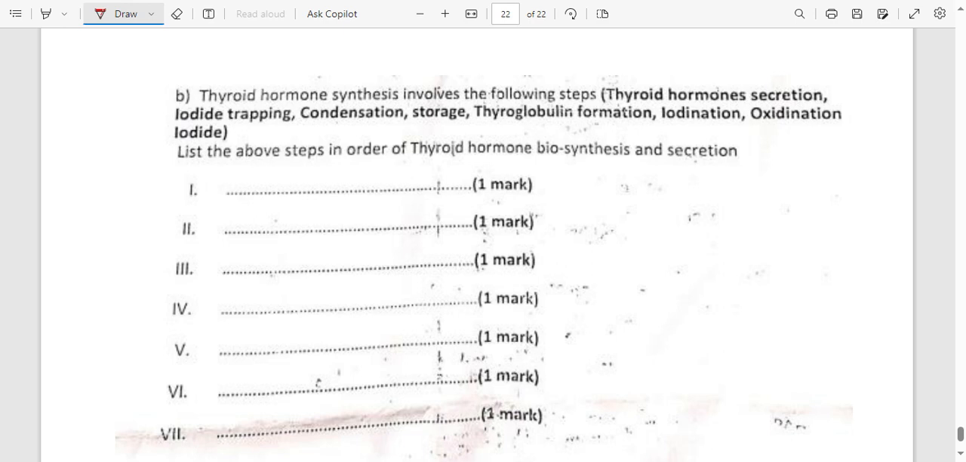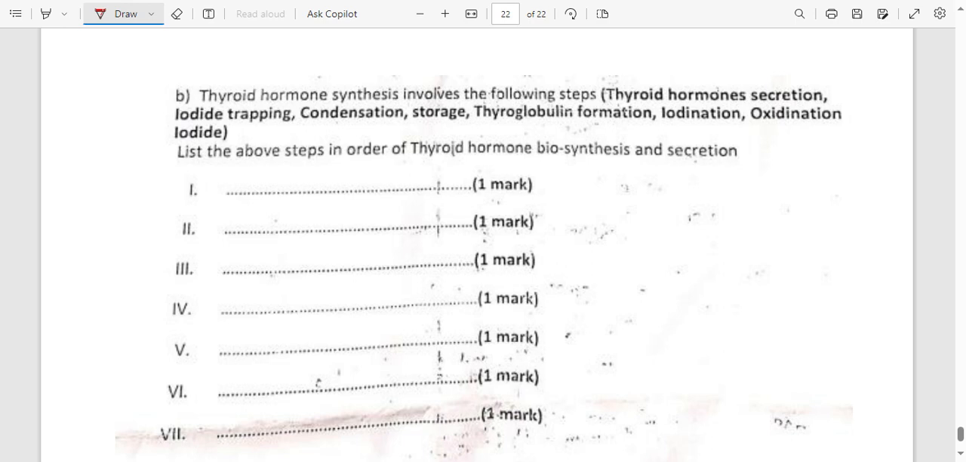Now, first thing first, you are going to first form iodine. So the first step will be formation of iodine. Okay, so which one is that? Thyroid hormone secretion, iodine trapping, condensation, storage, thyroglobulin formation, iodination. Okay, so you are going to first form iodine, and then you are going to have thyroglobulin formation. After you form your thyroglobulin, now you are going to have iodination.